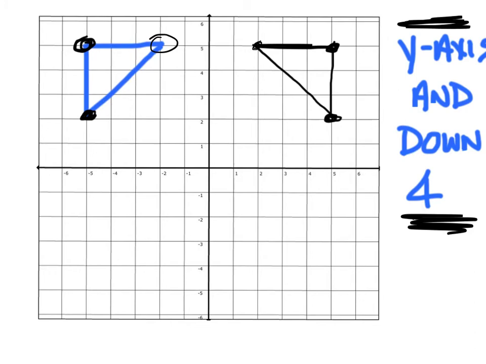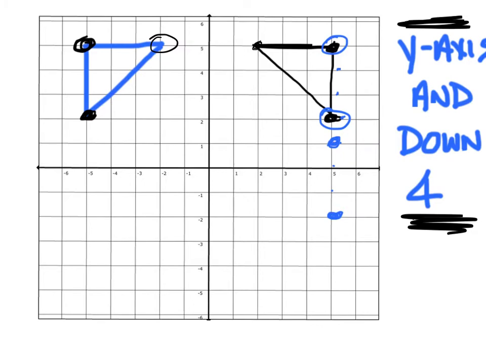Now you have to move it down 4. So with each point there, we'll start with the one at the bottom, you have to go down 4. So 1, 2, 3, 4, and make a dot. And the one straight above it, you have to move that one down 4. So 1, 2, 3, and then 4 would be right there.